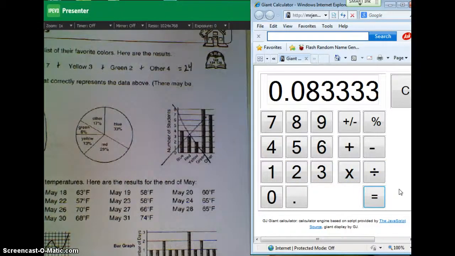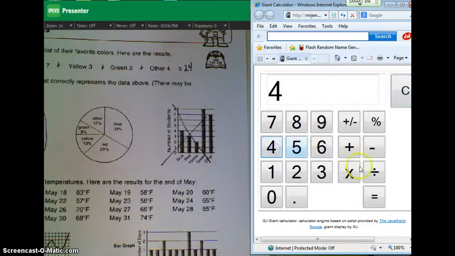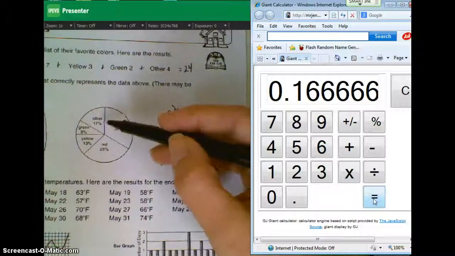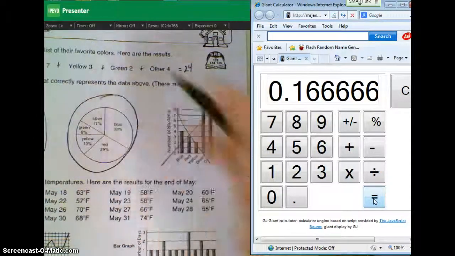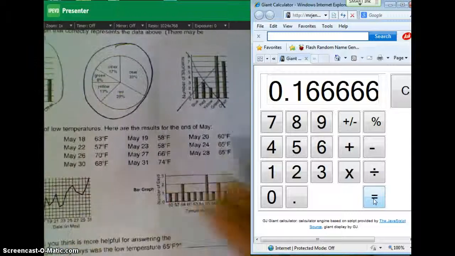Yep, that's good. And then our other, if this is correct, we've got 4 divided by 24, and it should be about 16%. They rounded it up to 17%, so this is a good graph also. Good data. That one, not so much.